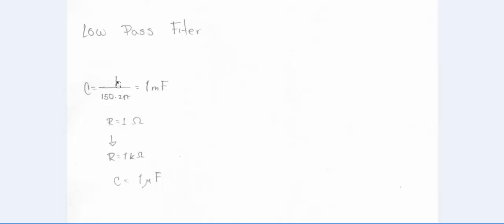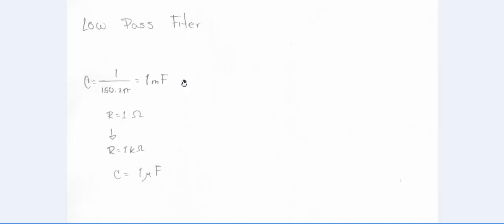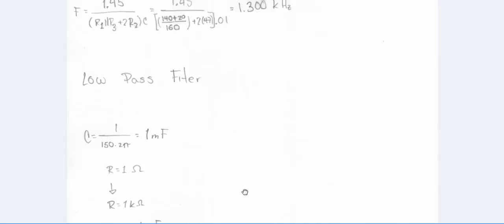The capacitance is 1 over the frequency that we are sending the data times 2 pi for the case of resistance of 1 ohm. So we get that the capacitance is 1 microfarad. Then we change the value of the resistance to 1 kilo ohm, and so the capacitance changed to 1 millifarad.